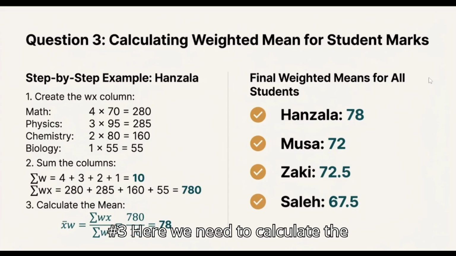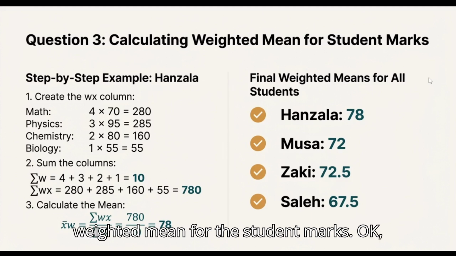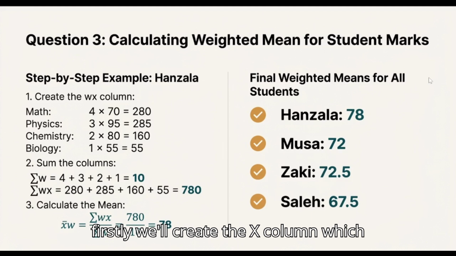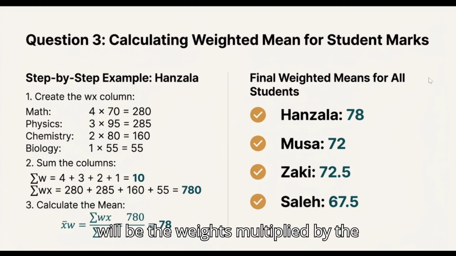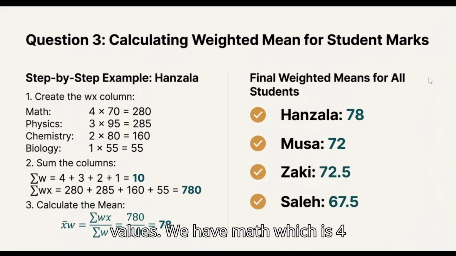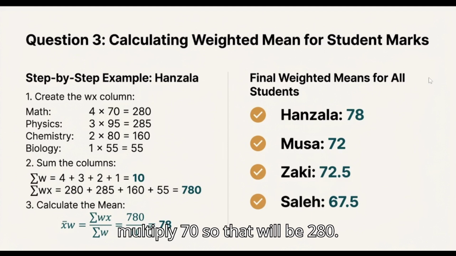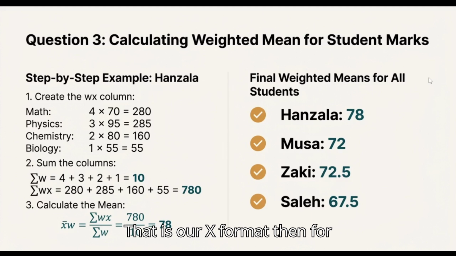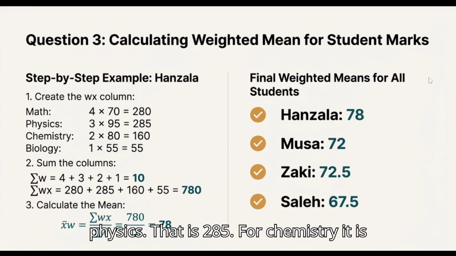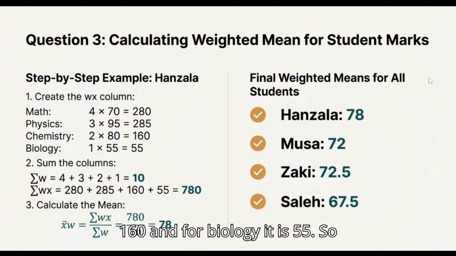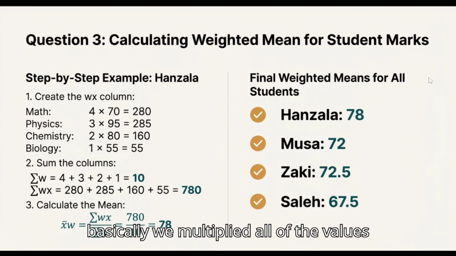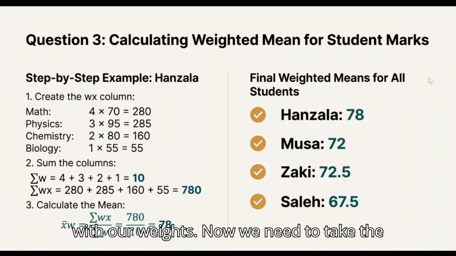Question number 3. Here we need to calculate the weighted mean for the student marks. Firstly, we'll create the WX column, which will be the weights multiplied by the values. We have math, which is 4 multiplied by 70, so that will be 280. That is our WX for math. Then for physics, that is 285. For chemistry, it is 160, and for biology, it is 55. So basically we multiplied all of the values with our weights.